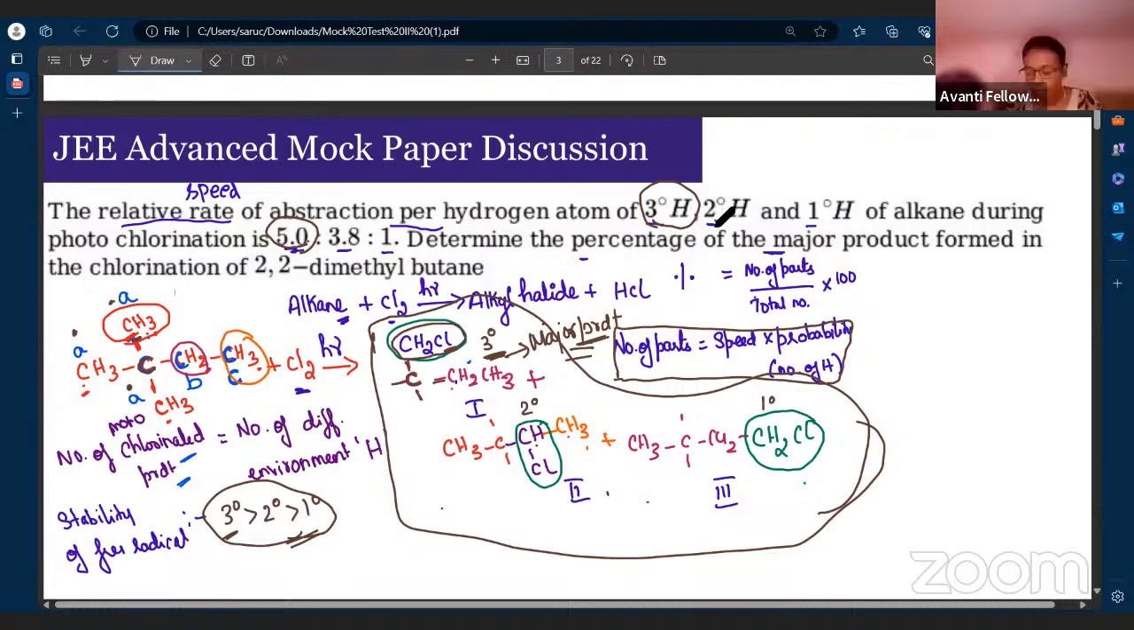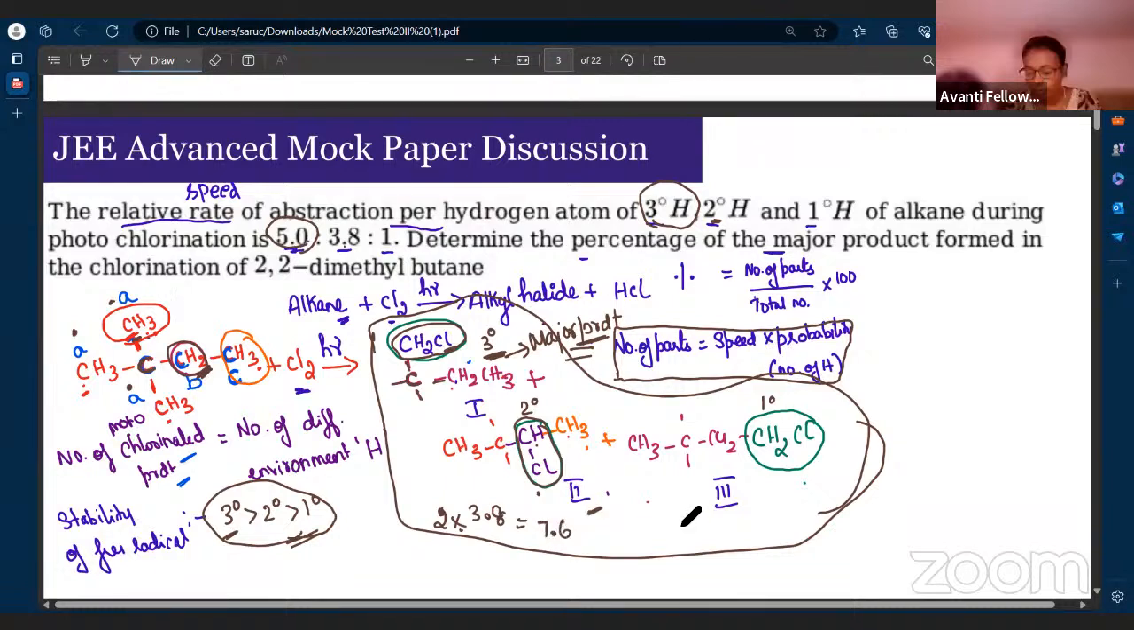So when you take this one, you have two 2 degree hydrogens, which is done from H2. The rate over here is 3.8. So if it is 3.8, then what is it getting? It is 7.6. You are getting it at 7.6.